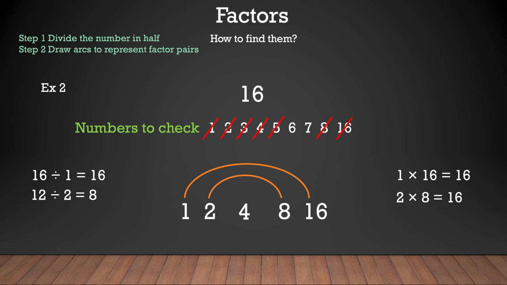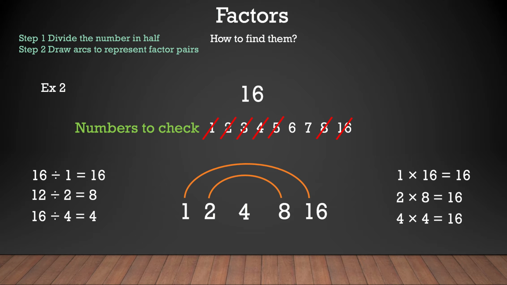And as you can see, I've only written it once because you're multiplying it by itself. So when you have a number that's being multiplied by itself to get the number, you only write the number once. So let's see if that's true. 16 divided by 4 is 4, no remainder, and we multiply the 4 by itself, and you get 16.